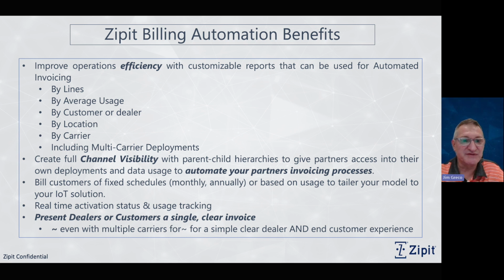We can bill customers on fixed schedules, monthly or annually, or based upon usage to tailor your model to your IoT solution. And certainly in the solution, the real-time activation status and usage tracking is applied for the OEM, and if the OEM so desires, to the dealer channel. And we could present dealers and or customers a single clear invoice, even with a multi-carrier deployment, for a nice, easy, clean customer experience. So we'll spend a couple minutes now on our platform, and then we'll discuss a few customer examples.